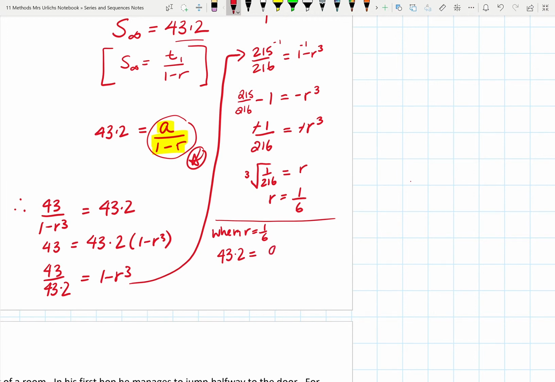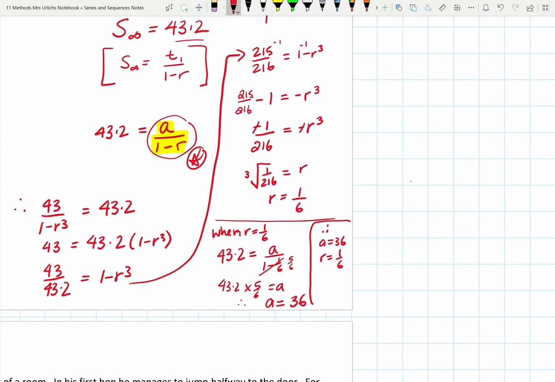43.2 equals a on 1 minus 1/6. So then it becomes, once you simplify that, a on 5/6. So we go 43.2 times 5/6 equals a. Therefore, a equals 36. And so in conclusion, a equals 36 and r equals 1/6.